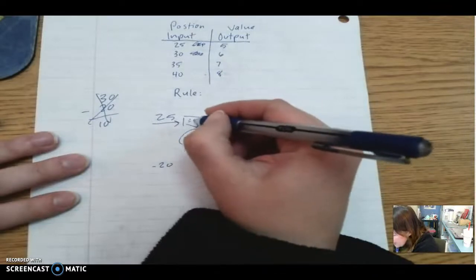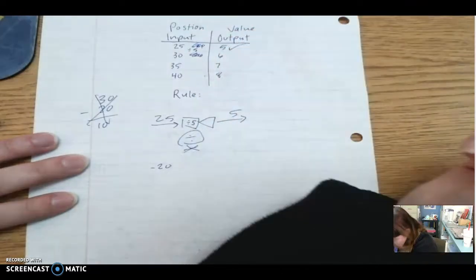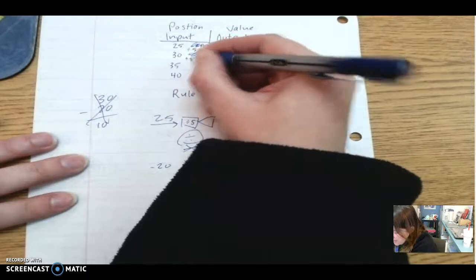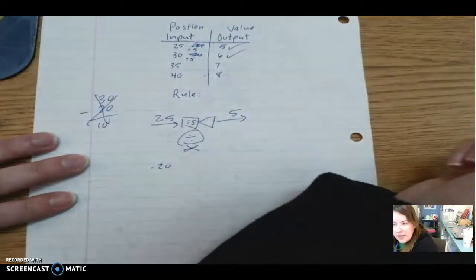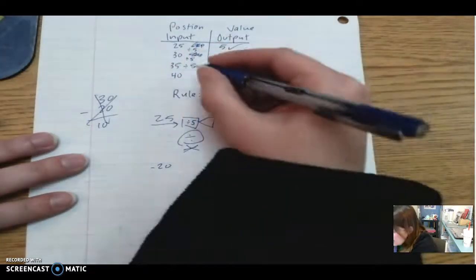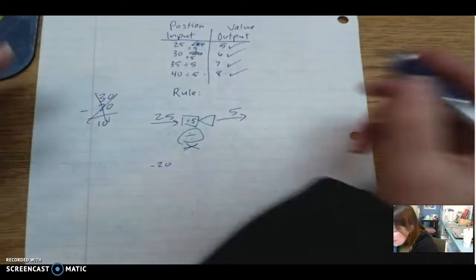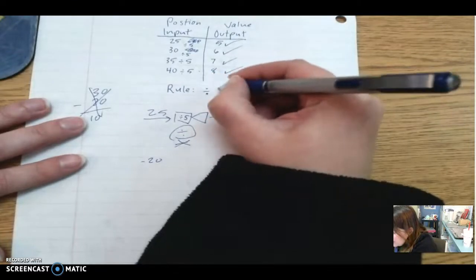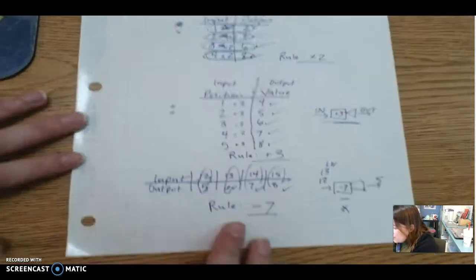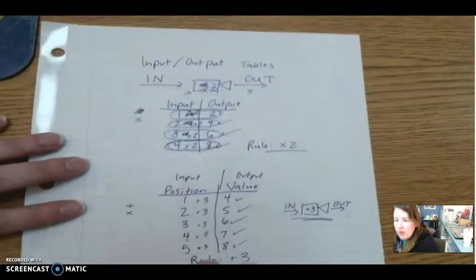25 divided by 5 equals 5. So if I do 25 divided by 5, that equals 5. Let's see if it works for the rest of them. 30 divided by 5, yeah, that equals 6. 35 divided by 5. Yep, that equals 7. 40 divided by 5. Yep, that equals 8. So this rule was dividing by 5 each time. All right, so that's real quick how to read and find the rules for different input-output tables.